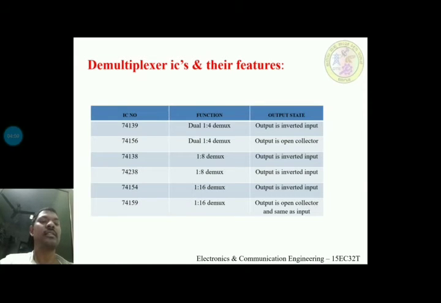The next IC is 74159 IC. This is a 4-line to 16-line decoder or a demultiplexer with open collector output, and the output is same as input here. In all other ICs, output is inverted, but here the output is same as input. That means active high output. The output is active high.